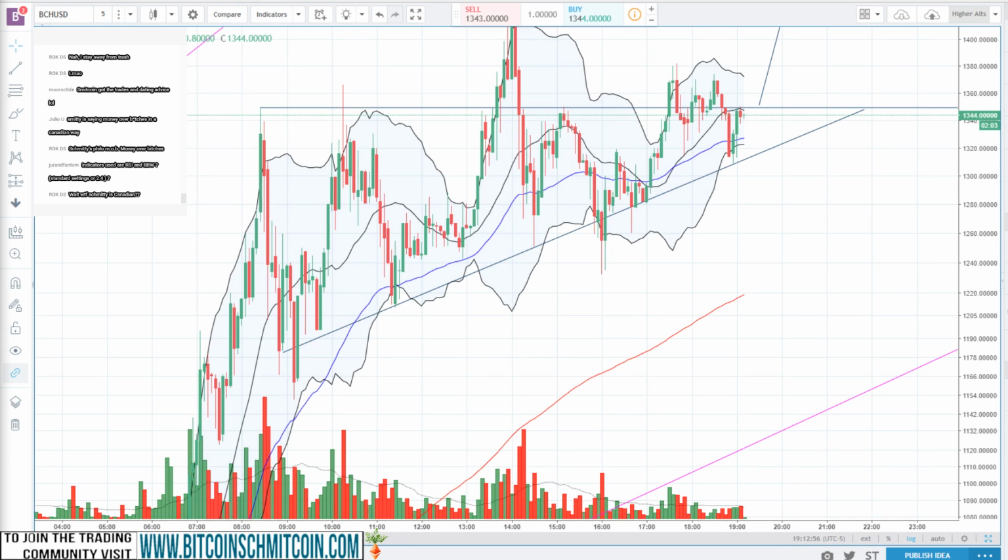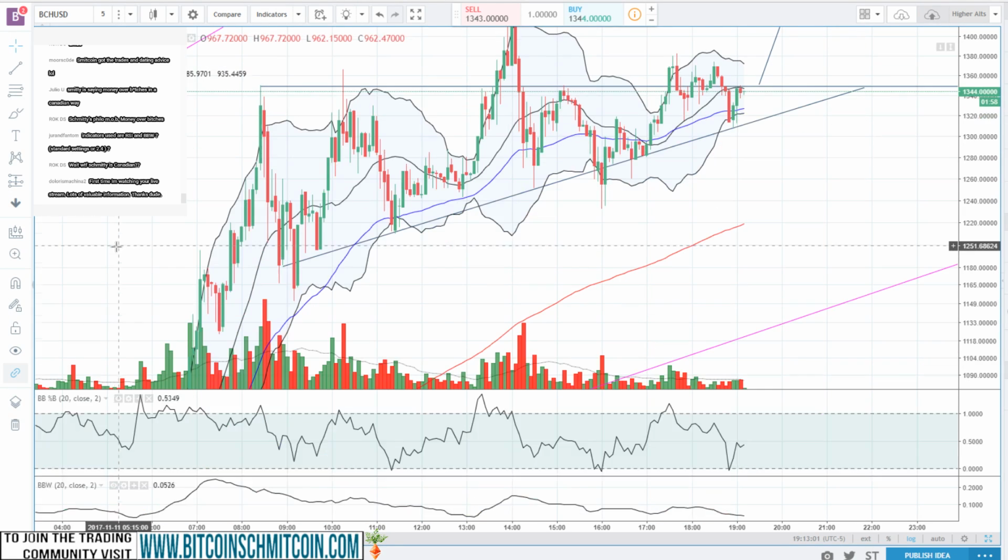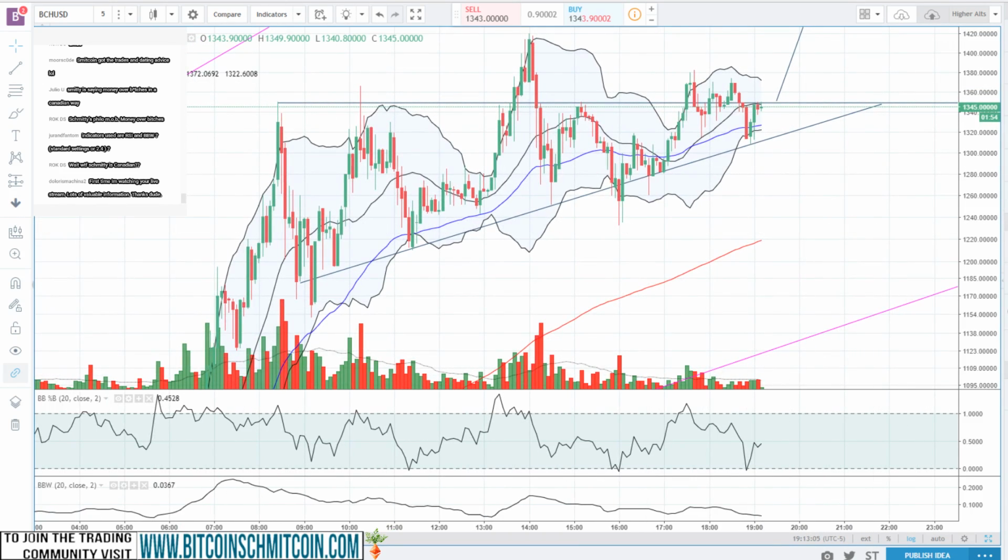Indicators I use are RSI and BBW. No, I use %B and BBW. And it's just standard settings, 20 close 2. Not the modified settings I've been messing around with.